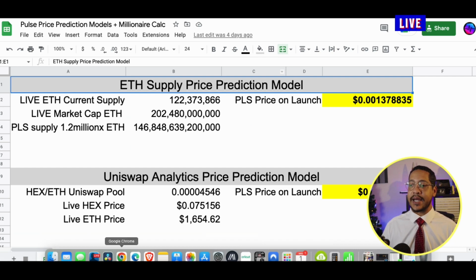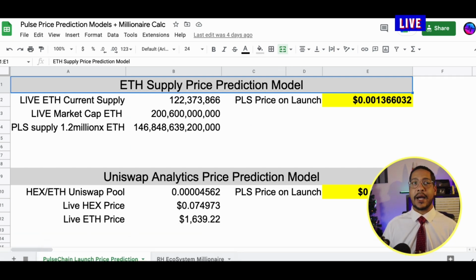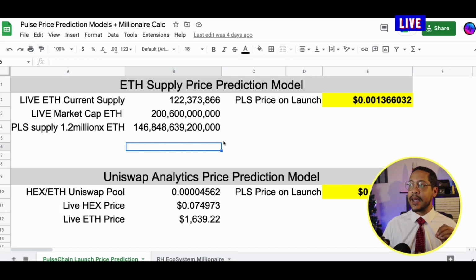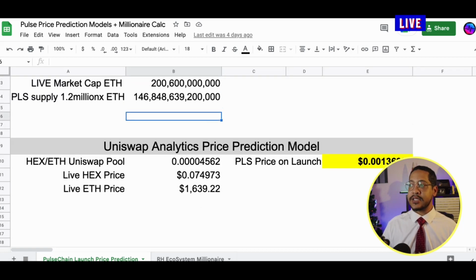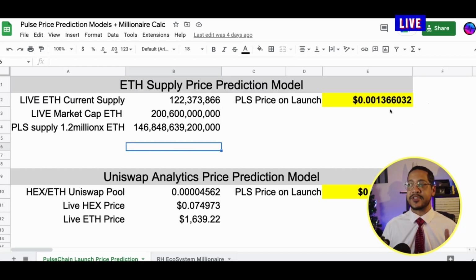Not only that, you also get access to the live current price for where Pulse Chain might end up launching at. So currently, if Pulse Chain was to launch today, the current live data from Ethereum with price prediction and with the Uniswap liquidity pools are showing that we'd be sitting at roughly about 0.001366 cents, which again is a 13.6x from sacrifice price. So hopefully y'all were able to track that.